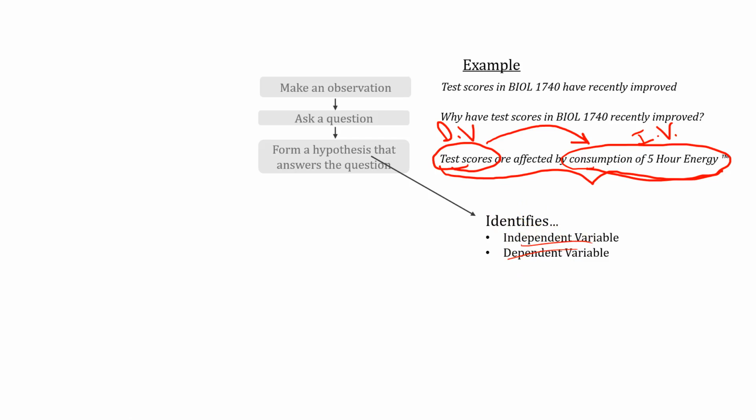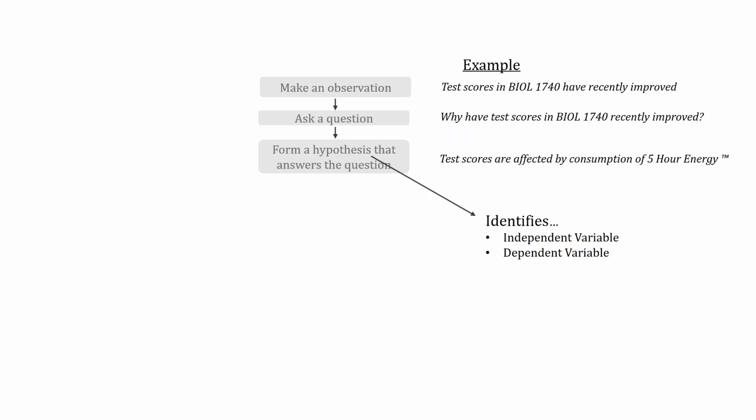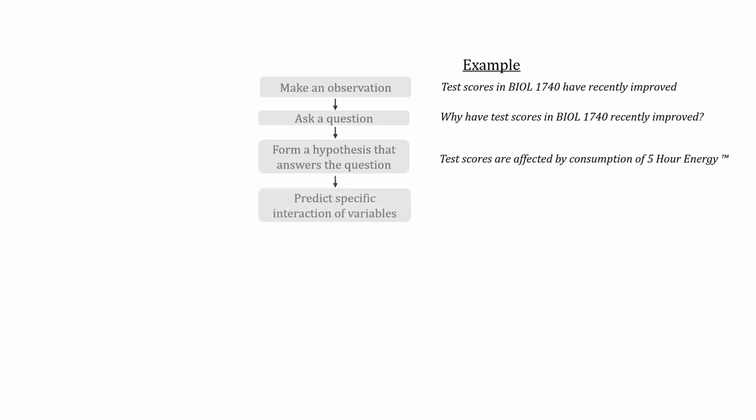And far too often, scientists who are getting involved in really complicated studies lose sight of what the actual hypothesis is and what the actual independent and dependent variables are. So you need to have these clearly defined, and then the next step is to create a prediction of how those variables interact with one another. In the hypothesis, I've only said that I think there's a relationship between test scores and consumption of an energy drink, but I haven't stated how I think that they are related.